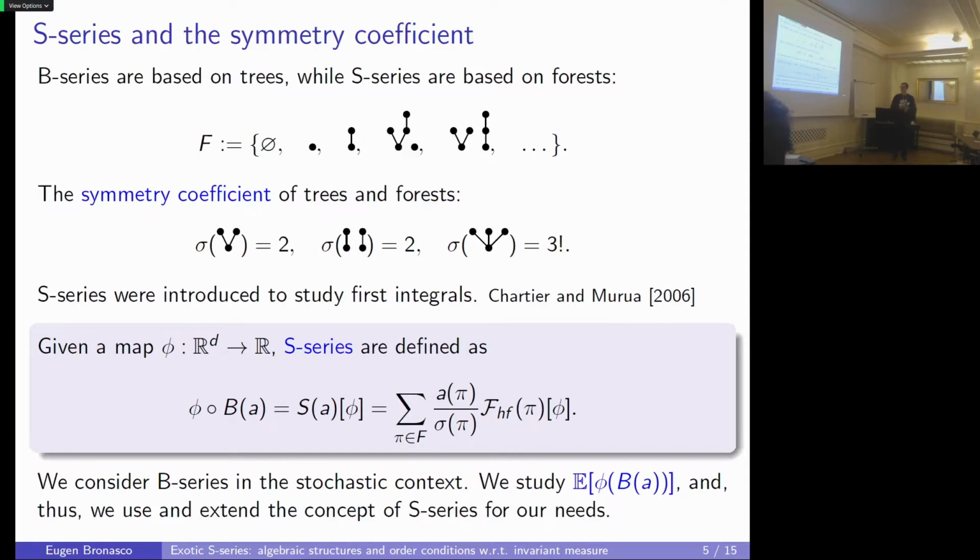So since we work with B-series in a stochastic context, we're interested in studying the expectation of phi of B of A. So here we have phi composed with B of A, which means that we can consider it as an S-series applied to phi.